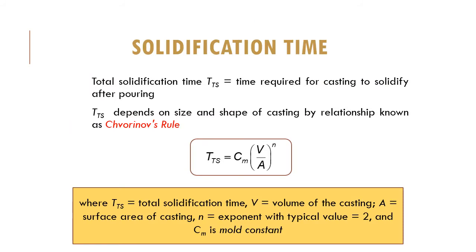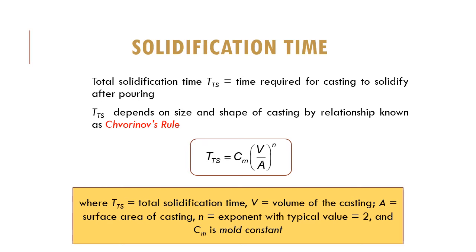Total solidification time, or TTS, is equal to the time required for the casting to solidify after the pouring. So TTS depends on the size and shape of the casting. This one is known as the Shvorinov rule. So how do we express the Shvorinov rule?